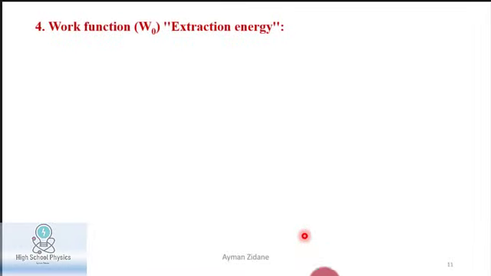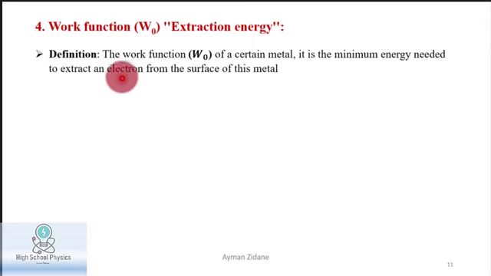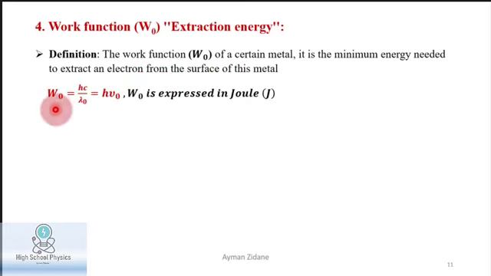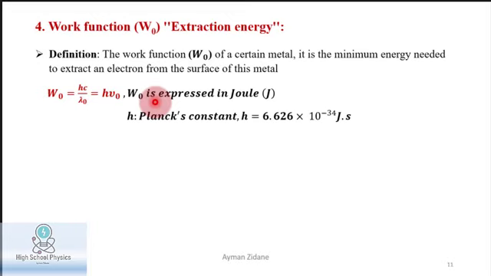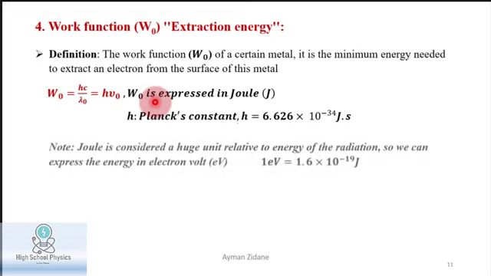Now let's talk about the work function, or extraction energy. By definition, the work function or extraction energy W0 of a certain metal is the minimum energy needed to extract an electron from the surface of this metal. The work function is equal to hc over lambda 0, which equals h nu 0. W0 is expressed in joules because it is energy, and here we have a new constant called Planck's constant h, equal to 6.6 times 10 to the power minus 34.